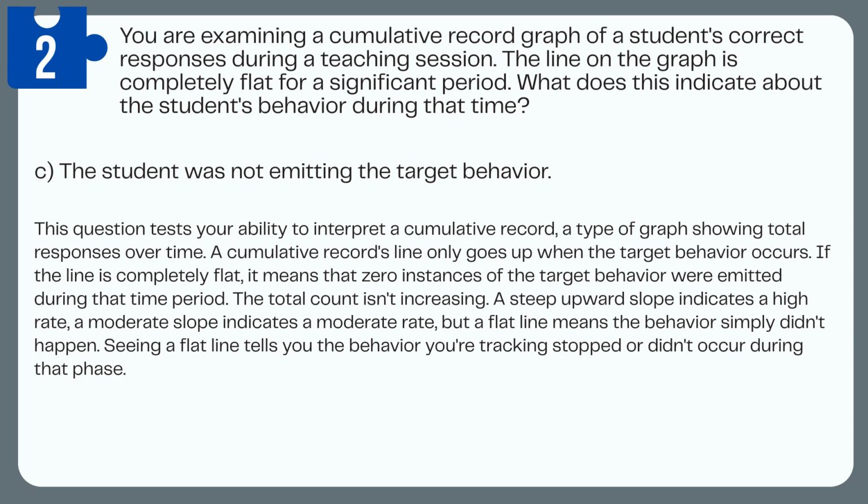A cumulative record's line only goes up when the target behavior occurs. If the line is completely flat, it means that zero instances of the target behavior were emitted during that time period. The total count isn't increasing. A steep upward slope indicates a high rate. A moderate slope indicates a moderate rate. But a flat line means the behavior simply didn't happen. Seeing a flat line tells you the behavior you're tracking stopped or didn't occur during that phase.